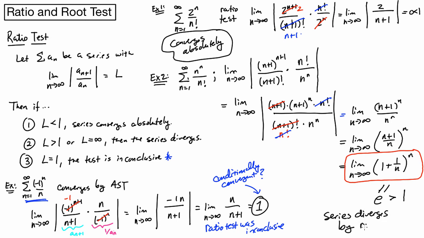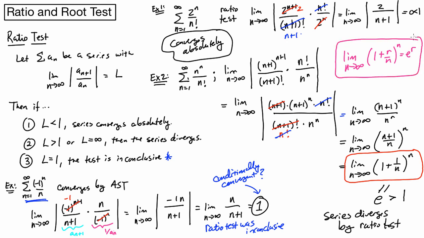by the ratio test. Now, this limit is so important. Let me write its sort of full generalized form. If I ask you what is the limit as n goes to infinity of 1 plus r over n to the n, you need to know that that limit is e to the r. It's a really important limit in mathematics, and it's one that you just need to sort of memorize.